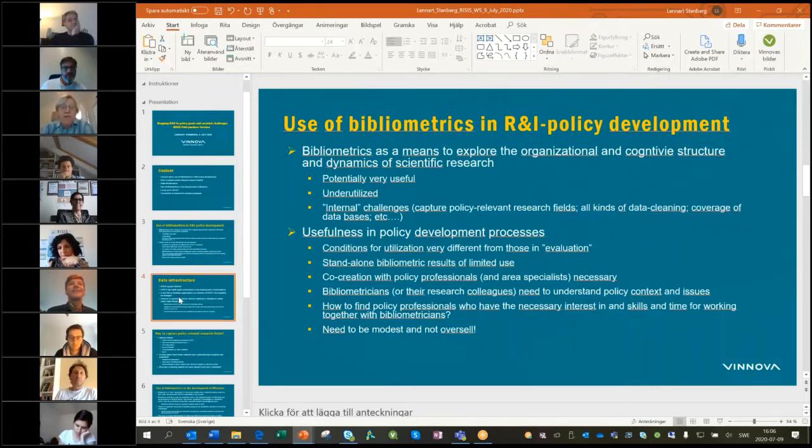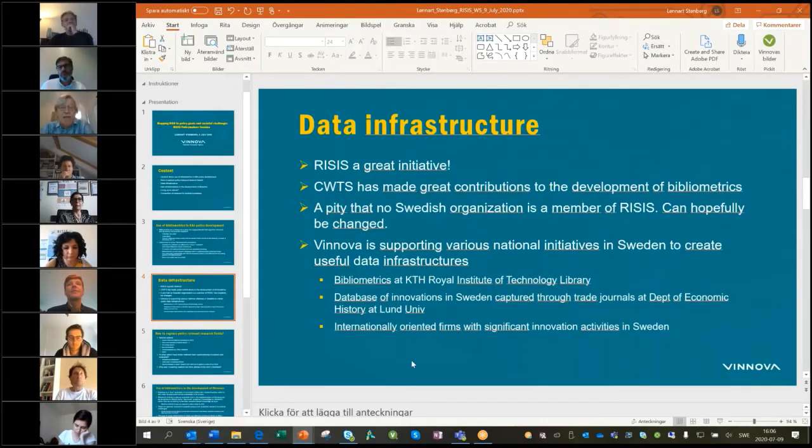On data infrastructure, I just want to say that I think the initiative of RISIS is a great one, and I know, as I said already, that CWTS has made great contributions to developing bibliometrics in various ways, including the clustering, as I mentioned. It's a pity that there's no Swedish organization presently a member of RISIS. Hopefully that can be changed in the future. VINNOVA is taking various initiatives on the national level to support data infrastructures, and maybe we can be of some assistance in connecting Swedish researchers with their colleagues on the European level.